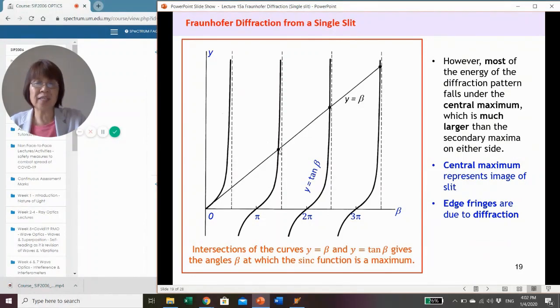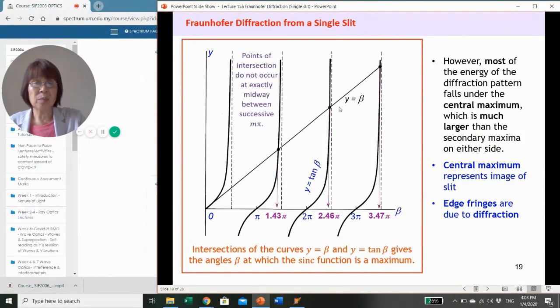The point of intersection at the origin is excluded. The points of intersection here, here, and here give us the positions where the sinc function is maximum. These points occur at about 1.43 pi. So it occurs midway between the zeros, but hasn't reached that asymptotic value yet.